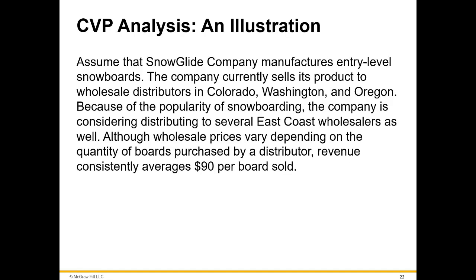All right, so we're going to use as an example Snowglide Company. They manufacture snowboards. They sell in Colorado, Washington, Oregon. Because of popularity, they're thinking about distributing at several East Coast wholesalers. Although wholesale prices vary depending on the quantity of boards produced by a distributor, revenue consistently averages $90 per board. So that's going to be our revenue figure.